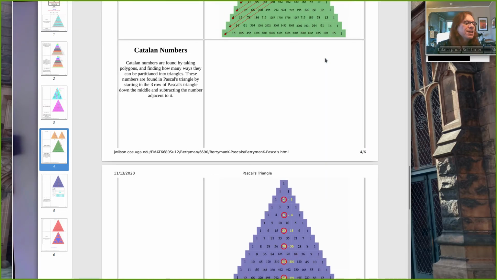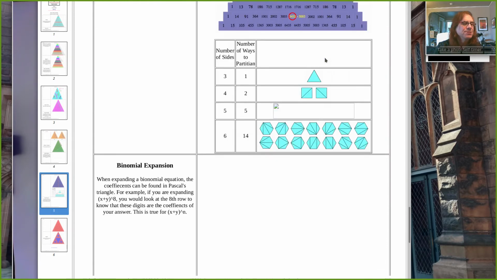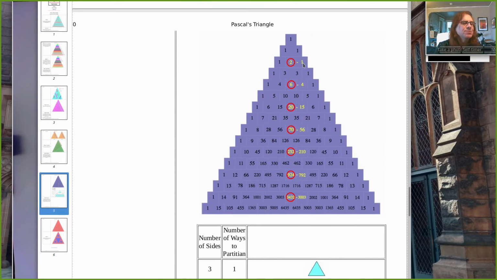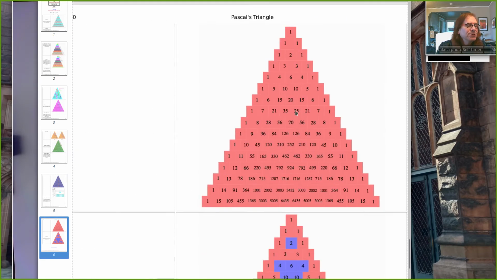There's also this thing called Catalan numbers, which have to do with how many ways you can subdivide a polygon into triangles. So a triangle can only be partitioned one way. A square can be partitioned into 2 separate sets of triangles. A 6-sided polygon can be partitioned 14 ways. I don't know what happened to the 5-sided one here. But you can find those numbers by taking each middle number and subtracting the number to the right. So 6 minus 4 is 2, 20 minus 15 is 5, and so on. Binomial expansion we talked about.